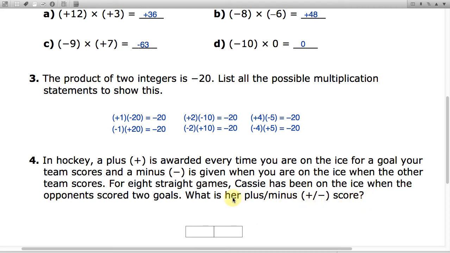So this is an application of integers. So since it was 8 straight games, we're going to add together 8 times -2, because she got a 2 minus each one of those games. And the combined effect is that she's going to end up with a plus minus of -16.